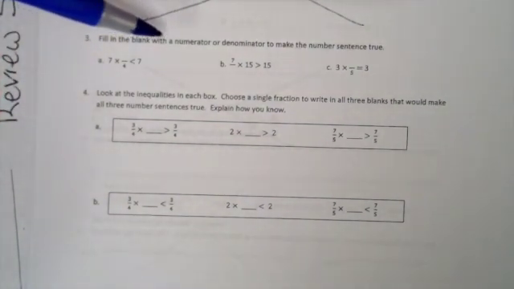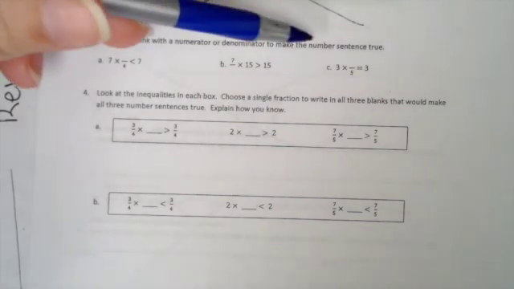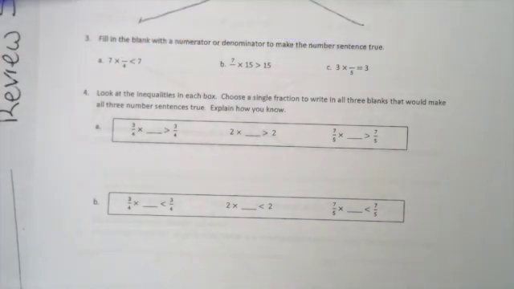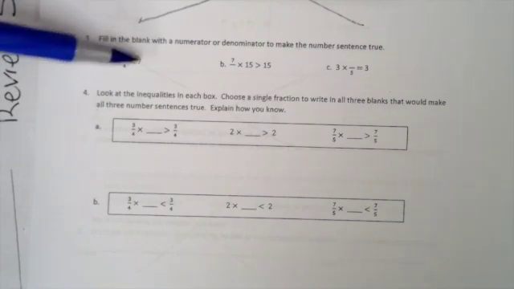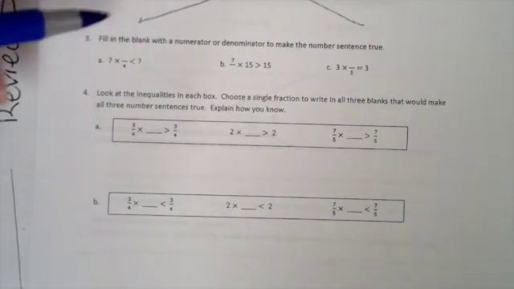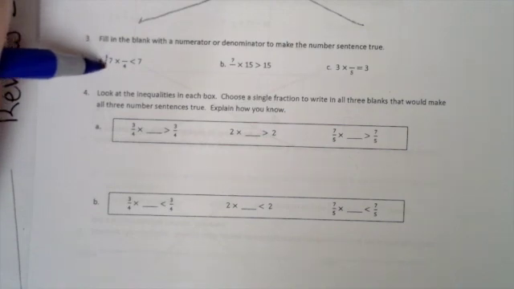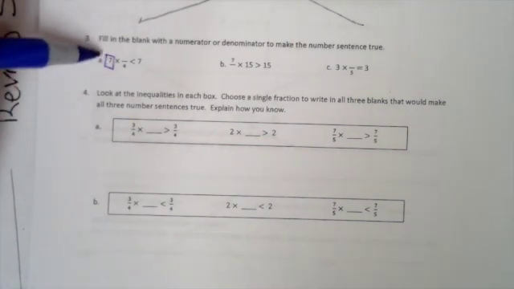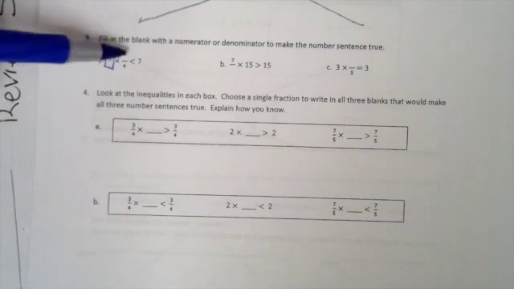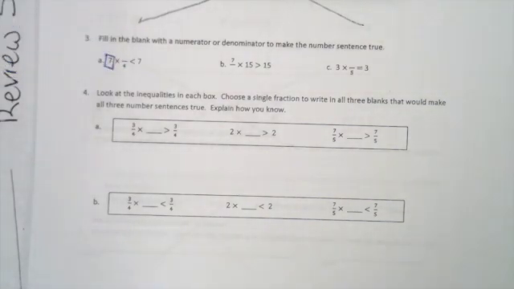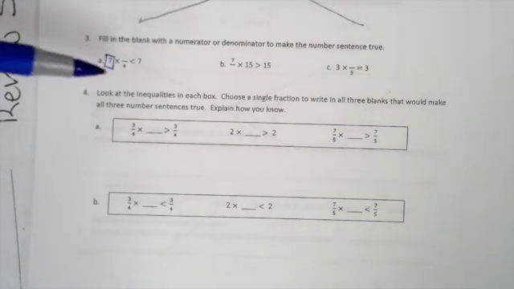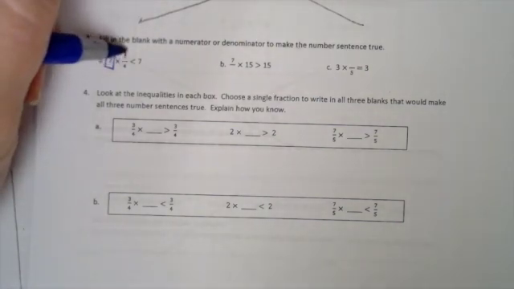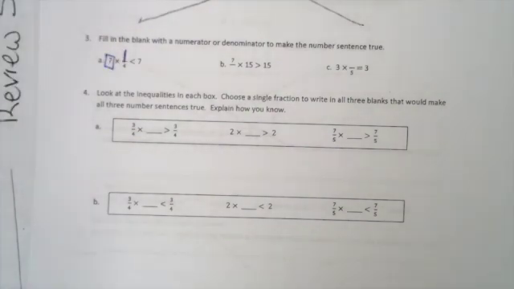Fill in the blank with a numerator or denominator to make the number sentence true. 7 times something has to be less than 7. I want it to be less than this 7. In order to be less than this 7, my scaling factor has to be less than 1. So I can put 1/4, 2/4, or 3/4. That's the only thing I can put. So you can put a 1, a 2, or a 3.